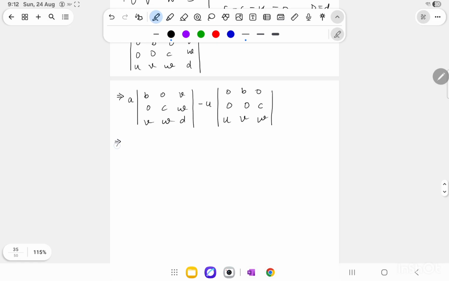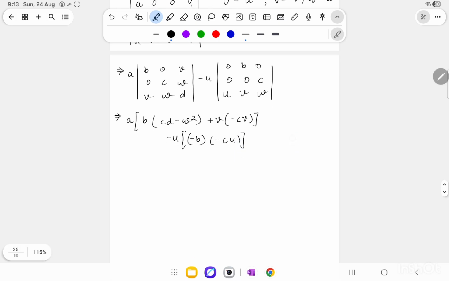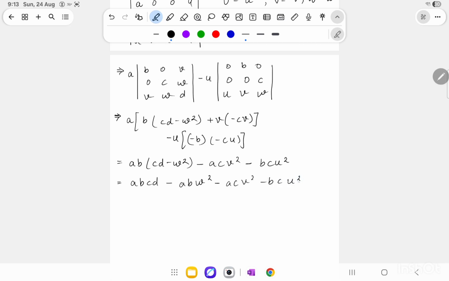If I further simplify it, I'll get A into B into CD minus W square plus V into minus CV minus U into minus B minus CU, which is basically equal to AB into CD minus W square minus ACV square minus BCU square, which is basically equal to ABCD minus ABW square minus ACV square minus BCU square.